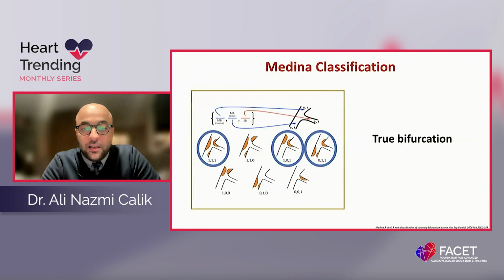So again, the Medina classification is a widely used technique, but it is not enough by itself. It tells us whether a bifurcation is true or not, or more simply, whether the bifurcation lesion includes a side branch ostial lesion or not, but by itself, the Medina classification is not enough to decide the correct bifurcation PCI strategy in these patients.